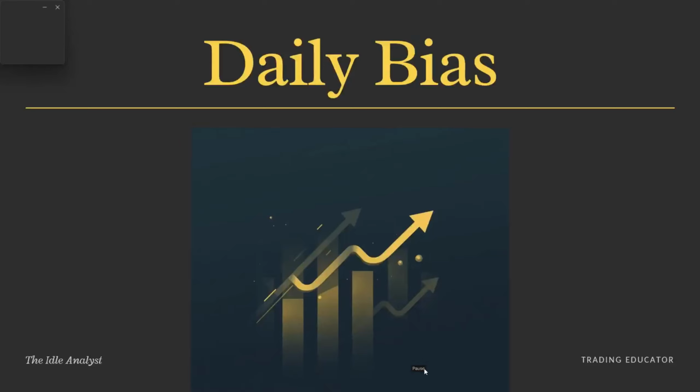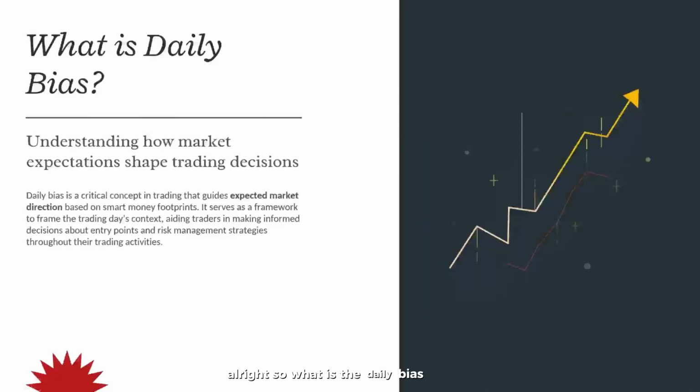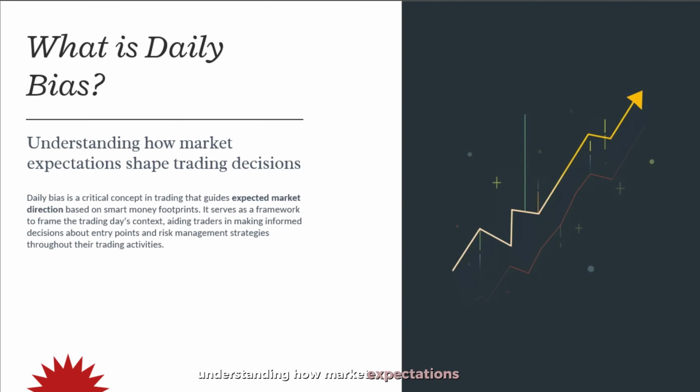Let's begin. Alright, so what is the daily bias? Understanding how market expectations shape trading decisions. Daily bias is a critical concept in trading that guides expected market direction based on smart money footprints. It basically gives you the direction of what is going to happen on a daily basis. If you go down to the hourly and 15 minutes, you can just see what it guides you to do.